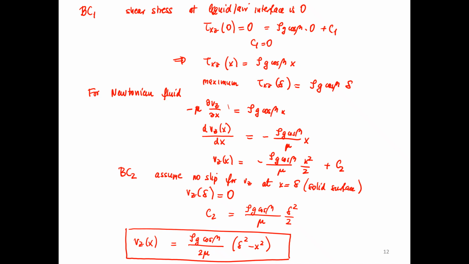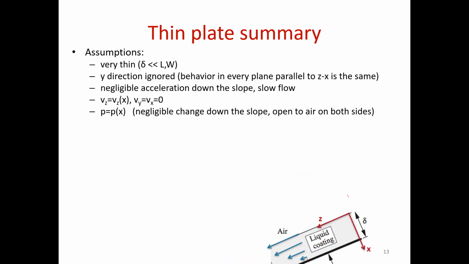Now, my shear stress was minimum at the air-liquid interface and maximum at the solid. Velocity is opposite. It's 0 at the solid because the solid isn't moving, and that's causing all of the shear stresses, right? And it's maximum where my x is 0, right? So they're kind of always in reverse. And I have this parabolic profile shown here.